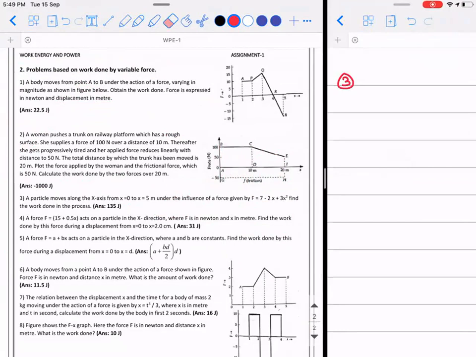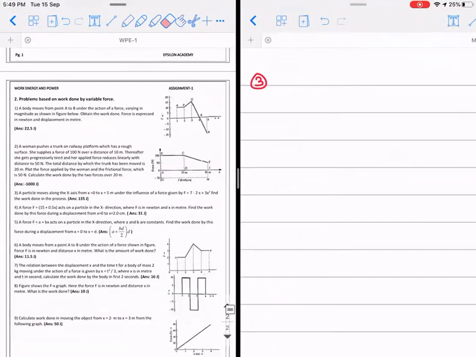So in the third case, are we dealing with variable or constant force? Variable force. So what is the force that is given? 7 minus 2x plus 3x square. Find the work done in the process. So the object is moved from x is equal to 0 to x is equal to 5 meter.